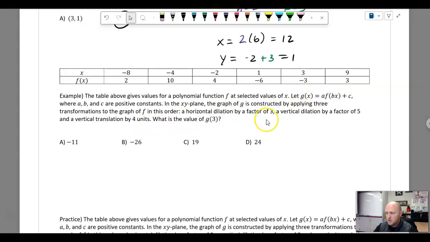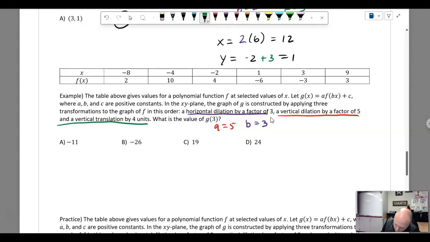In this order, a horizontal dilation by a factor of 3. So when they tell us that, what they're saying here is b is equal to 3. Okay, a vertical dilation by a factor of 5. They're saying a is 5. A is 5. Vertical dilation. And a vertical translation by 4 units. So k is equal to 4.